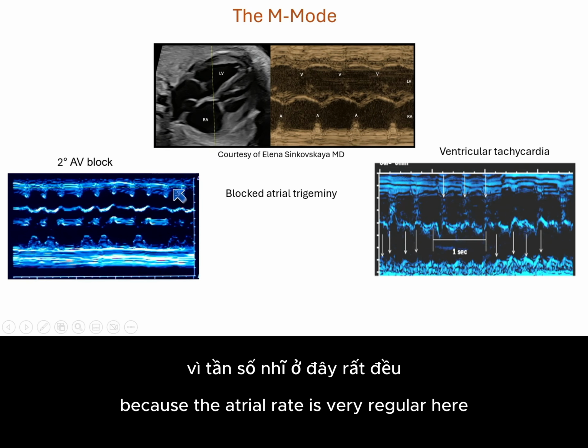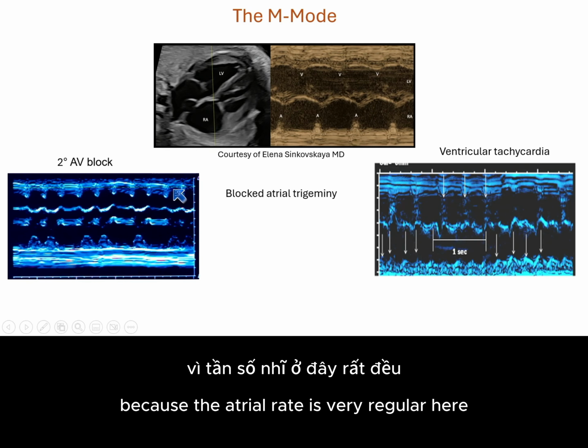The color M mode can also help you. This is a pretty cool technique. I think this is a picture showing blocked atrial bigeminy. The red is the blood moving towards the transducer, and that's the atrial beat, and this is the ventricular beat. So you see there's 2 atrial beats for every ventricular beat. In this situation here, the blue is atrial flutter because the rate is much, much faster than the ventricular rate here, which is seen in red. So that's kind of just a fun technique to do.